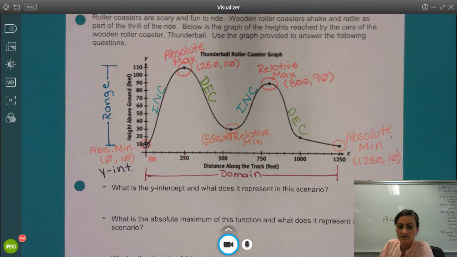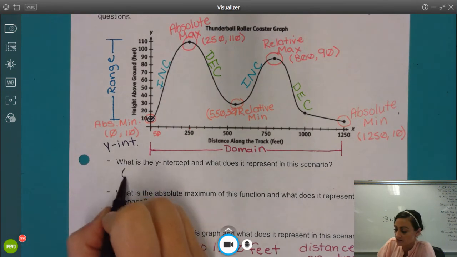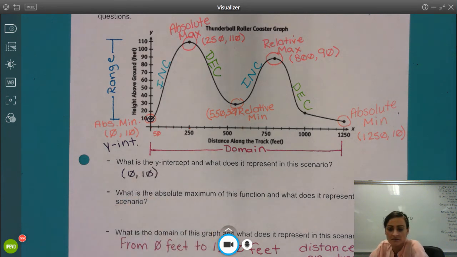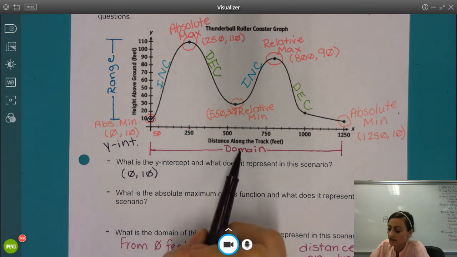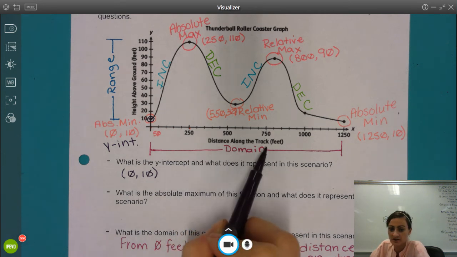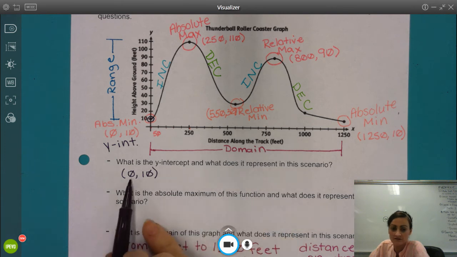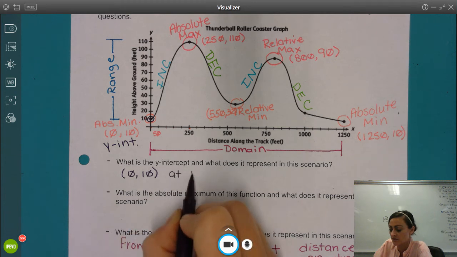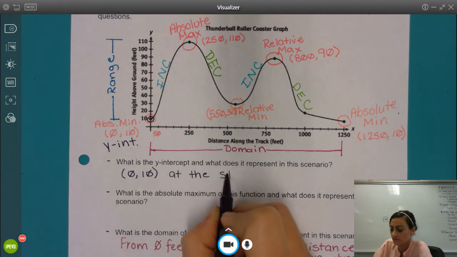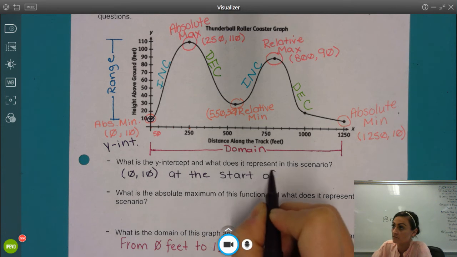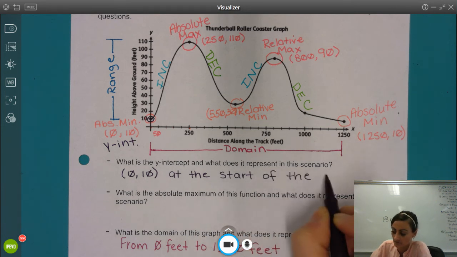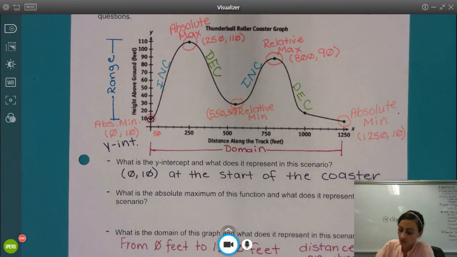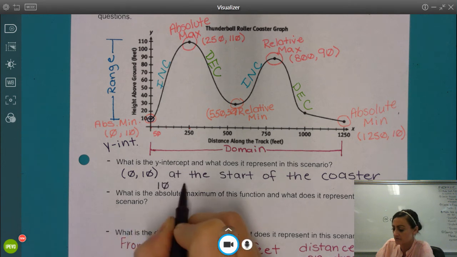So my y-intercept is the point (0, 10). And I have to figure out what this means in my scenario. Well, my domain value tells me how far along the track I've traveled. So I have gone 0 feet. This tells me we are at the start of the roller coaster. And we are 10 feet above the ground.